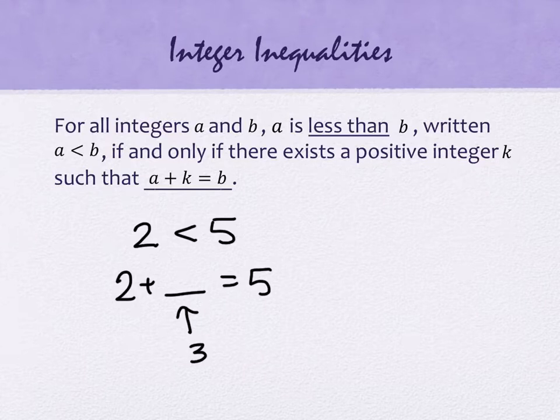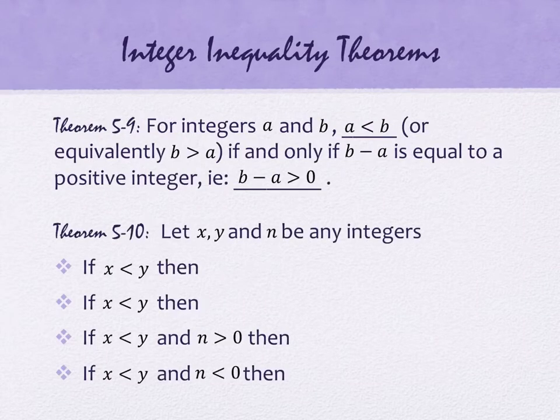You can also talk about the positive or negative result of subtracting values. For example, for integers a and b, a is less than b, or we could say b is greater than a, if and only if when you subtract the bigger one minus the smaller one, you end up with a positive number.